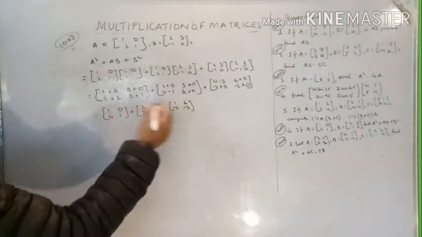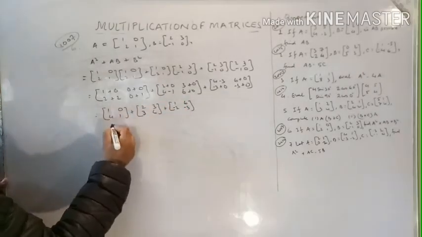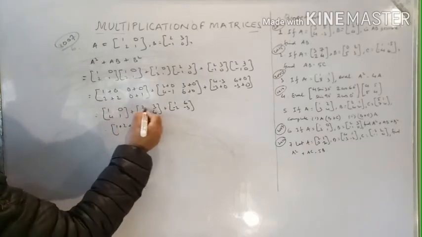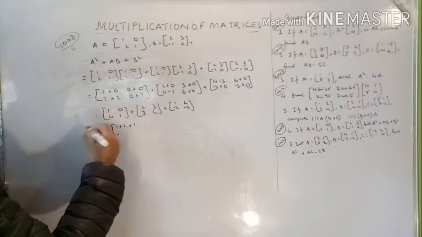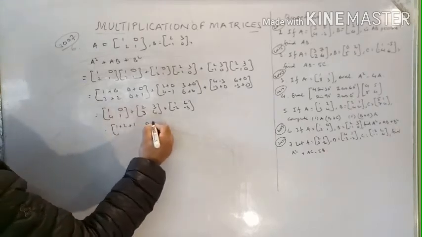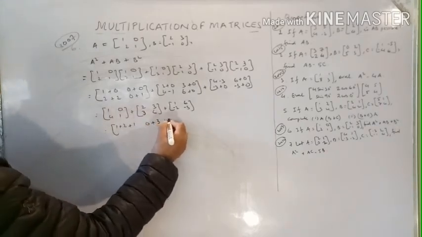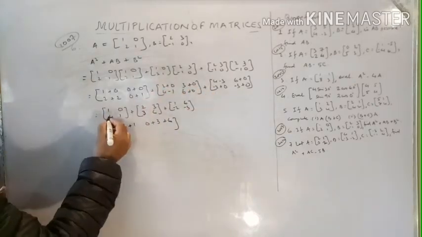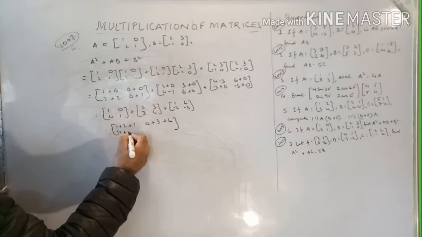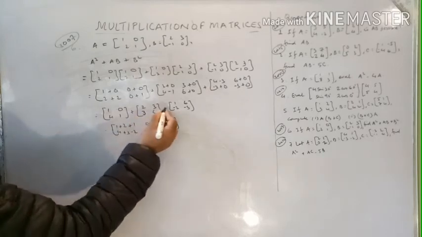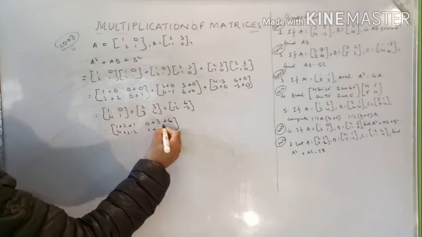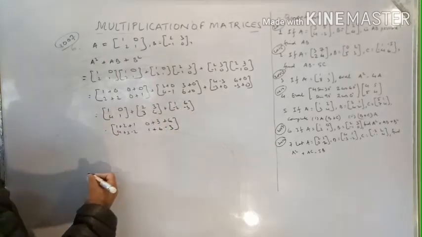Okay, so add all these matrices. So you get 1 plus 2 plus 1, all 3 matrices together. Okay, then 0 plus 3 plus 6. Corresponding elements you have to add. So 4 plus 3 minus 2. Then 1 plus 6 plus into minus, so minus 3.